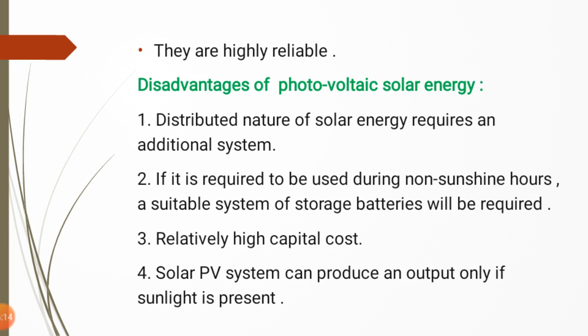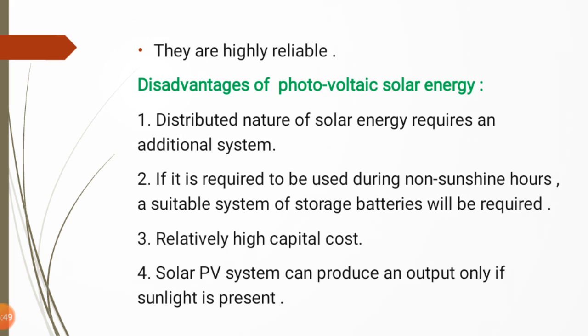But it has some disadvantages. So let's see the disadvantages of photovoltaic solar energy. The first disadvantage is that the distributed nature of solar energy requires an additional system. That means, as we saw in our previous video, solar radiation consists of two main radiations, the beam radiation and the diffuse radiation. Beam radiation is the direct radiation and diffuse radiation is the scattered radiation, or global radiation.